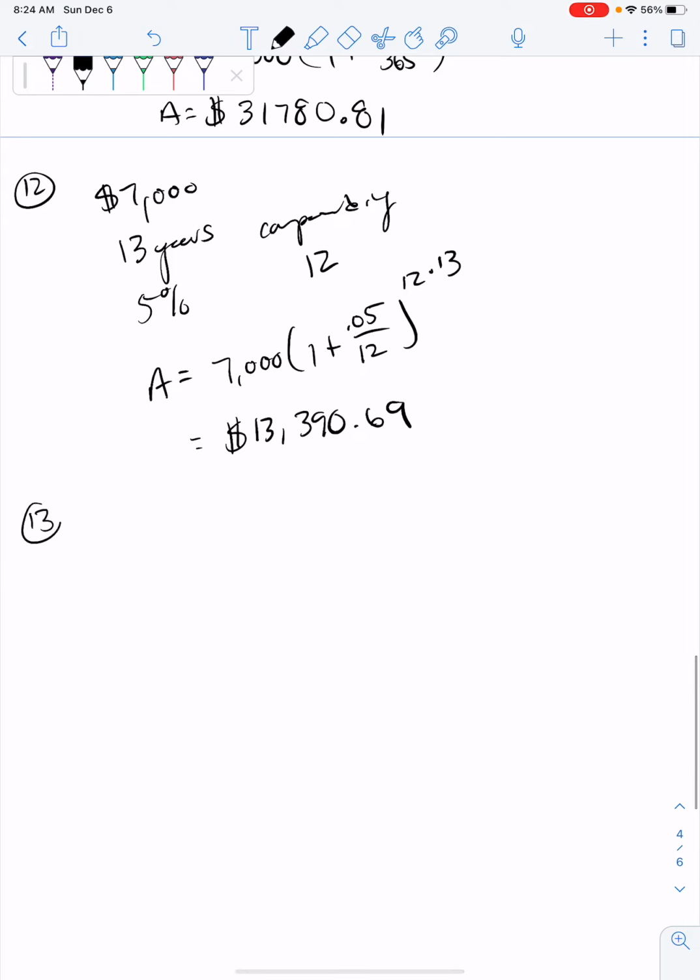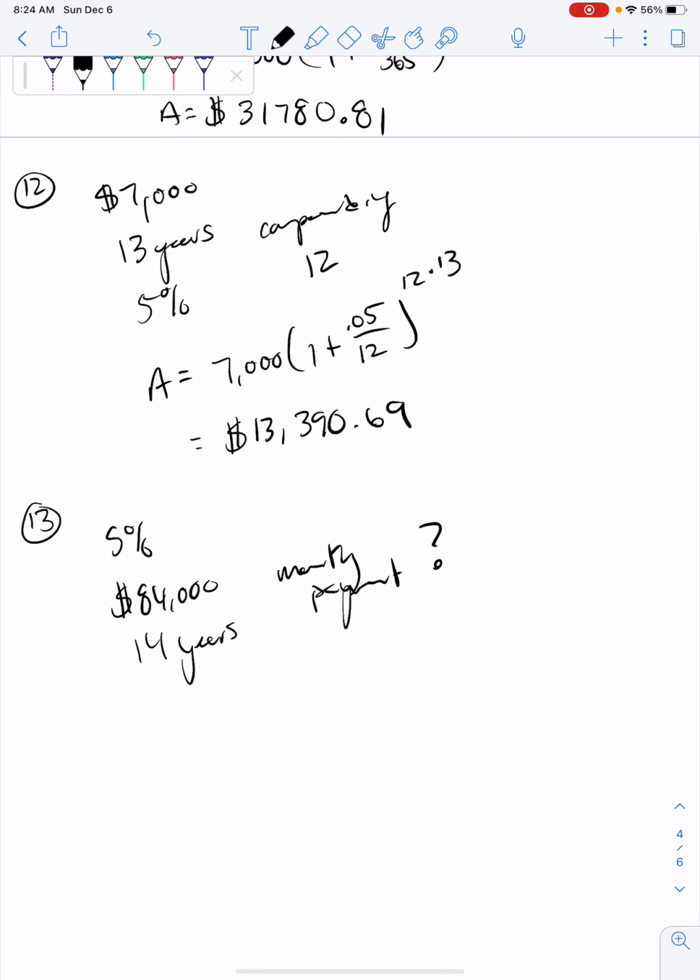Number 13. Similar question, very different formula. This one says use the savings plan formula below, or, not below, it's below because I gave it to you. Use the savings plans formula to answer the question. So your goal is to create a college fund for your child. You have 5% interest, APR. How much should you deposit monthly to accumulate $84,000 in 14 years? And it's asking for the monthly payment. It wants my monthly payment.